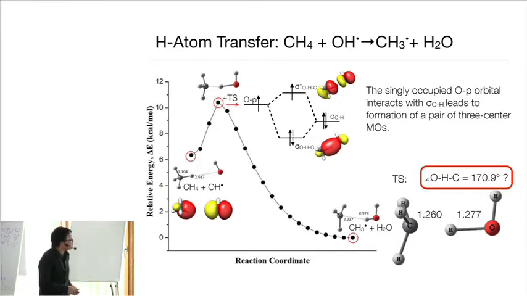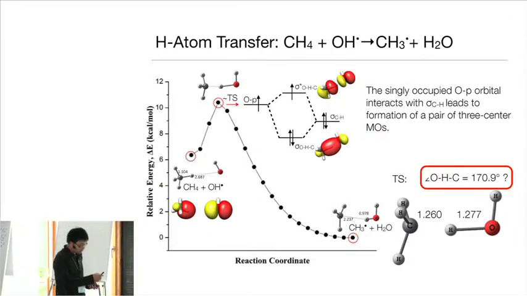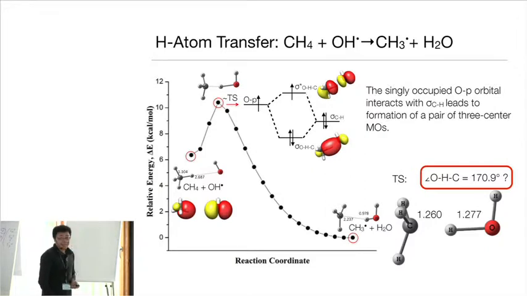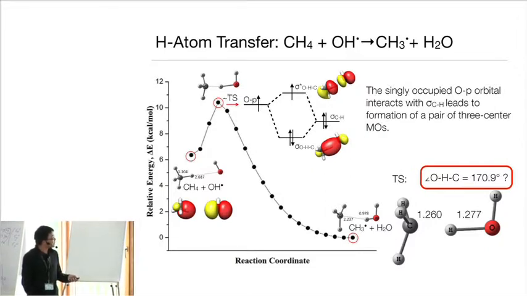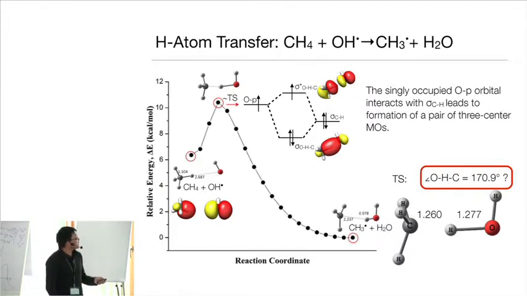One thing I don't understand is this one: the C-H-O is a kind of linear arrangement. To understand that, we analyze the electronic structure at the transition state. That's what we know as a starting point: we have a doubly occupied sigma bond, one singly occupied oxygen p orbital, and then they interact with each other to generate a pair of three-centered orbitals. Now we have three electrons in two orbitals, so the bonding partner gets doubly occupied and the antibonding partner gets singly occupied.